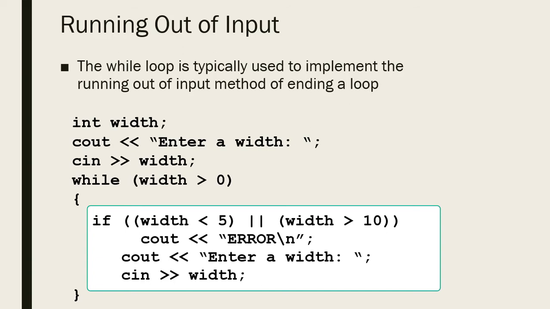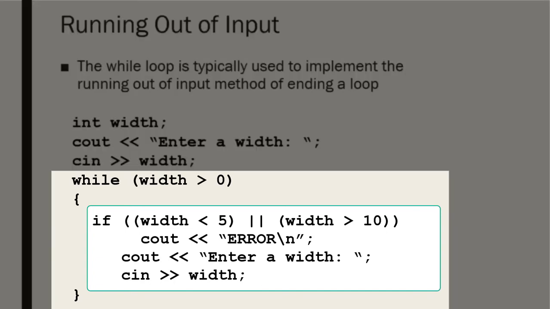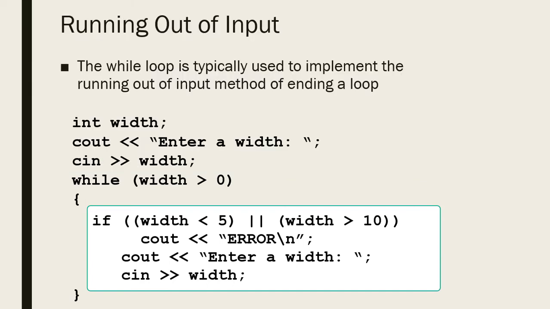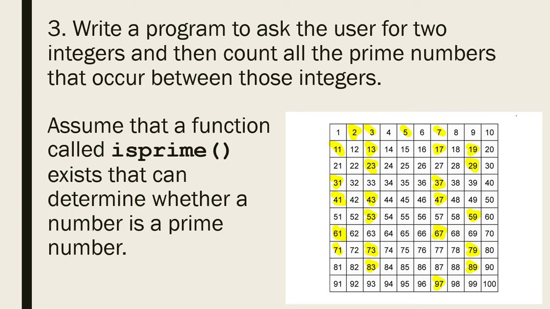So you read a width, as long as the width is greater than 0, it's a positive number, then you process it. How do you process it? You check and see if it's in the proper range. If it's less than 5 or greater than 10, then you print out an error message. And then you get the next width. And process one width after the next after the next.